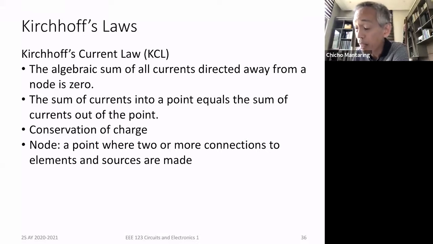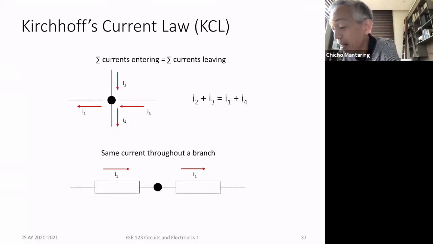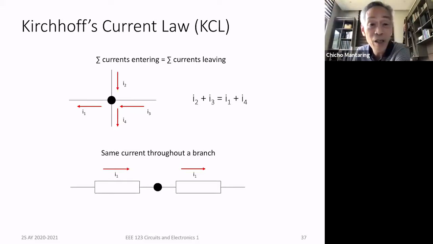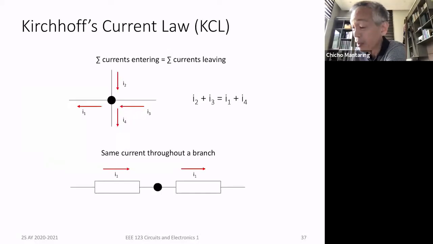Okay, now how do we define a node? A node is where two or more connections to elements and sources are made. So to illustrate that, this is an example of a node. Let's say I have these 4 currents, I1, I2, I3, and I4. I1 and I4 are leaving the node, I2 and I3 are entering the node. If we follow Kirchhoff's current law, the algebraic sum of all currents directed away from a node is 0.